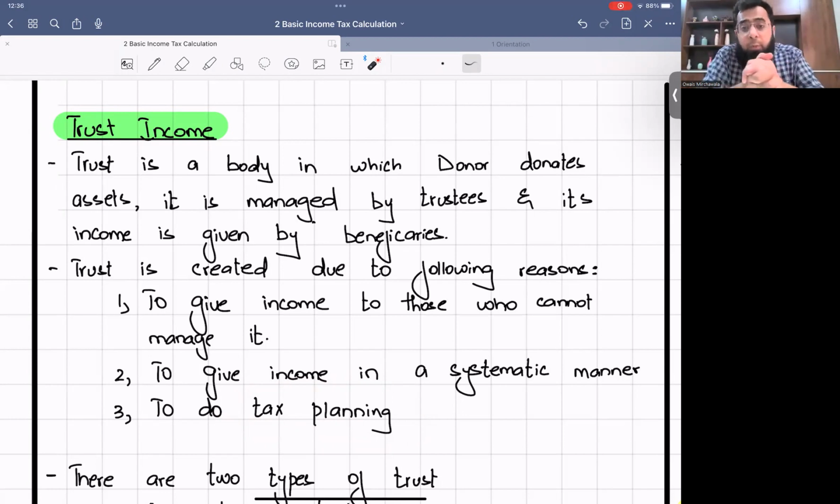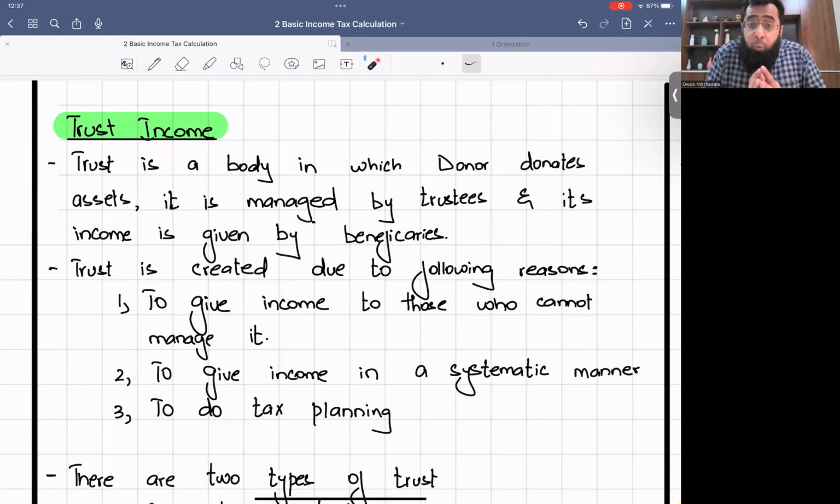When this concept of trust was created, primarily the objective was to facilitate those people who want to give income to those who cannot manage it. Like, for example, if I'm dying and I want to make sure that my family gets the income, I will create a trust, I will appoint the board of trustees, and they will manage that trust, and they will give the income to my family. That was the primary reason, but there was one tax planning perspective which was created within it.